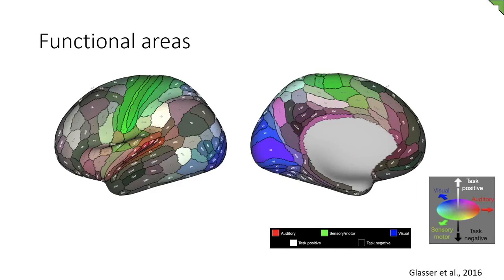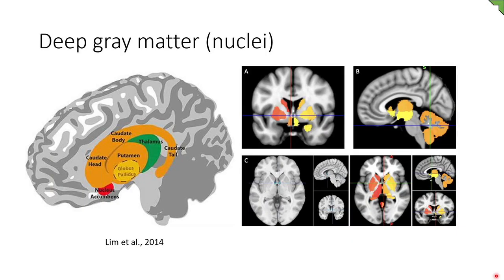And shortly, what have we omitted so far? These are the deep nuclei of the cortex. So inside of the white matter, we also have gray matter structures that are called nuclei, and the most well-known ones are probably the basal ganglia.